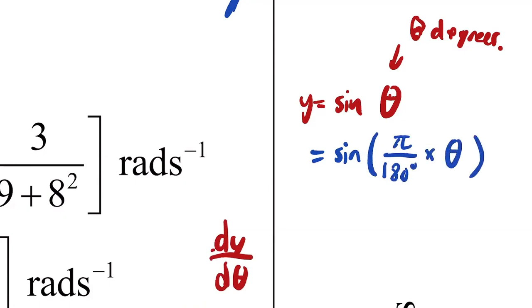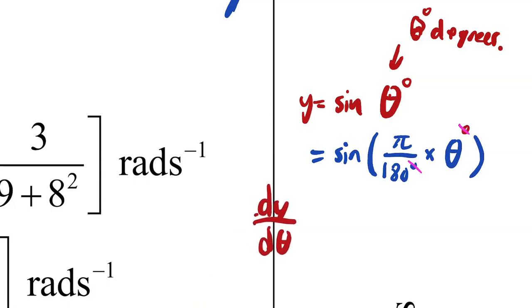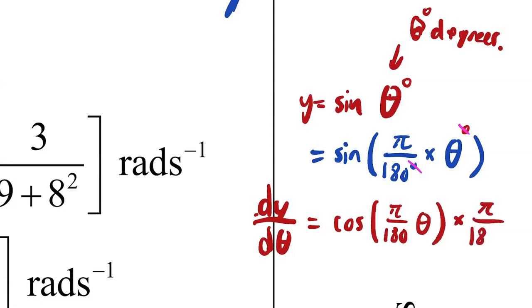Okay, this one should be theta degrees. Then the degree will cancel away. You're left with pi over 180 times theta. Then that's when you can differentiate dy by d theta. You can convert this into cosine, and then copy and paste the insides. And then chain rule tells you need to times pi over 180. That's your answer. Did you know this?